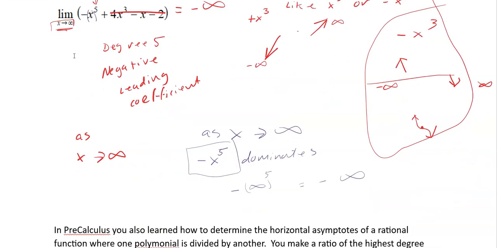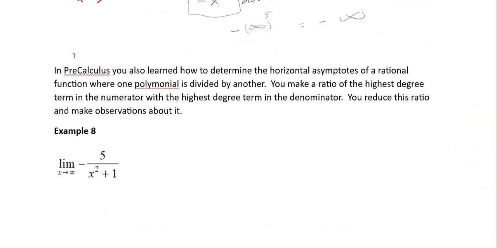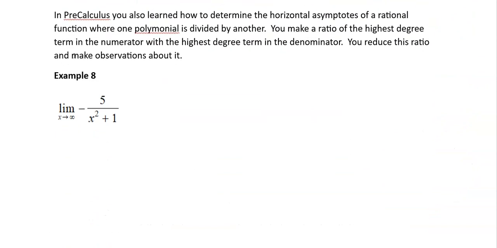So that ties together a little of prior knowledge about end behavior. The next piece of prior knowledge is horizontal asymptotes, horizontal asymptotes of a rational function where you had one polynomial divided by another. Now, in example 8 here, 5 is a constant. It's a degree 0 polynomial, essentially.